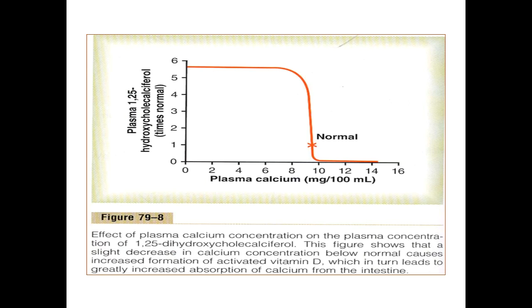This figure demonstrates how the plasma calcium concentration affects the plasma concentration of vitamin D. Why? Because vitamin D action is to increase intestinal absorption of calcium. When there is a normal or a high concentration of calcium in the blood, the level of vitamin D in the circulation will decrease. A slight decrease in calcium concentration below normal causes an increase in the formation of activated vitamin D, while when calcium level increases, it will cause a decrease in the formation of active vitamin D in the circulation.